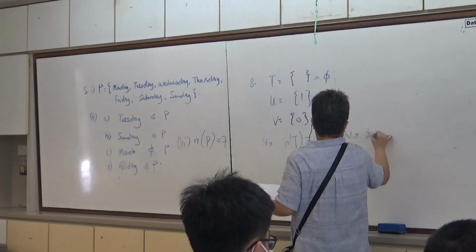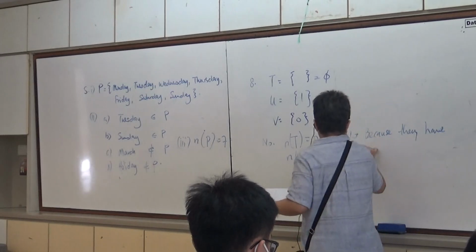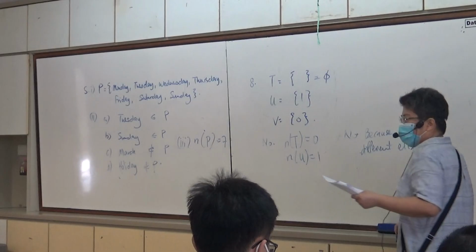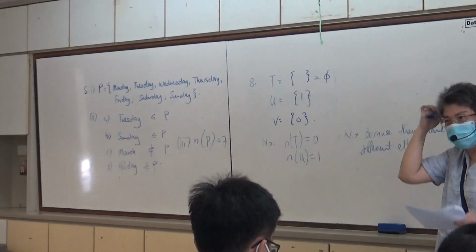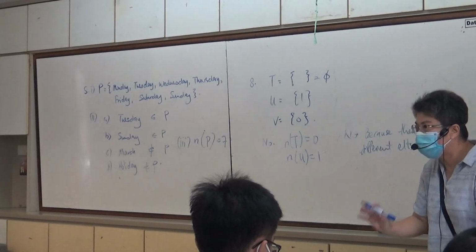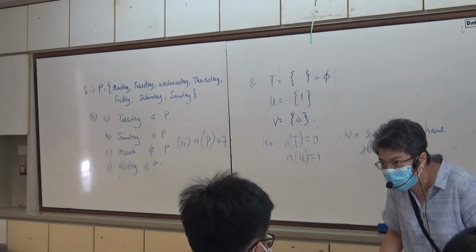Because what? They have different elements. Are you clear? It doesn't mean that the same number of elements means equal sets. It must be exactly the same elements for them to be equal. Are you clear now? Okay.